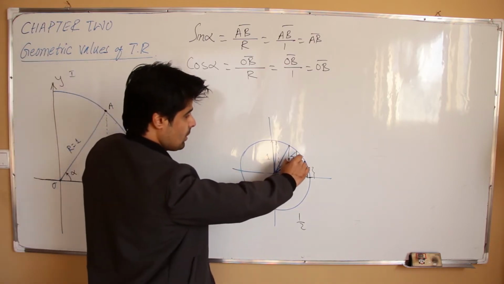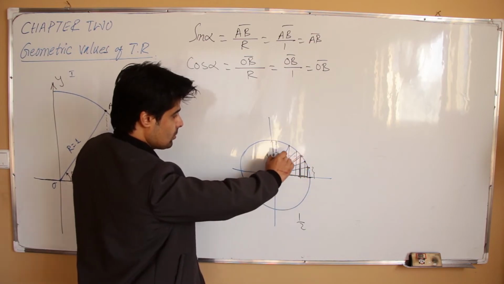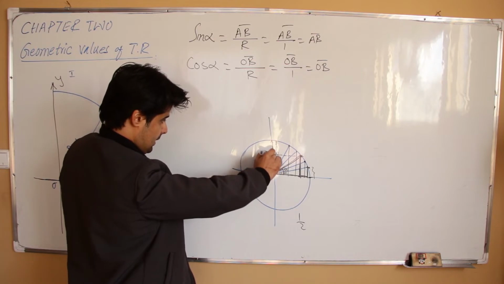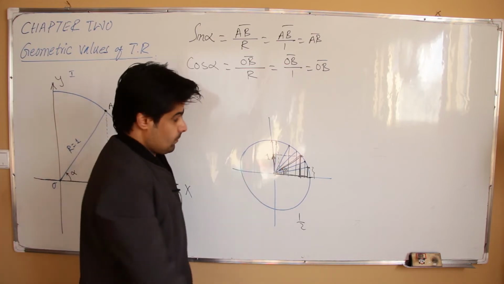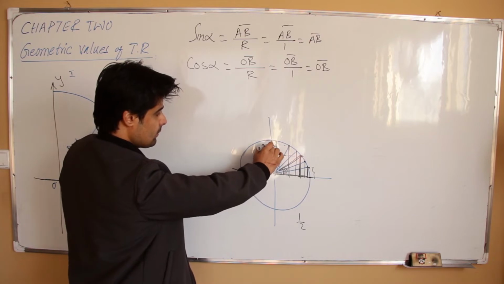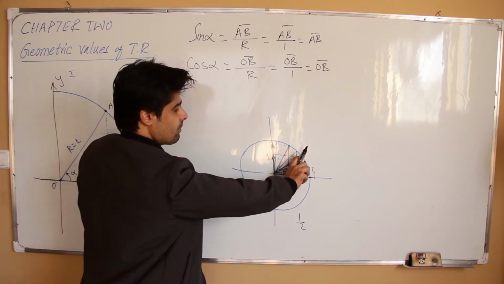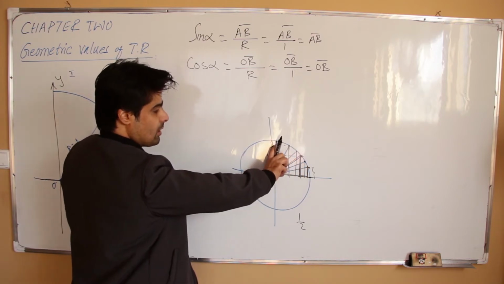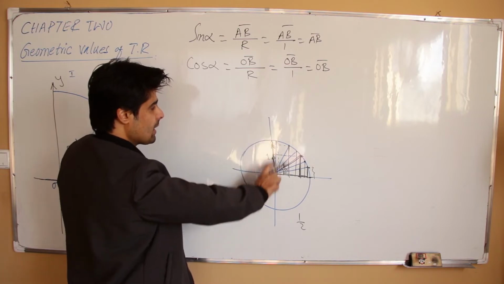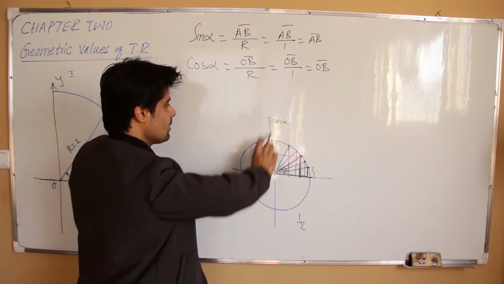Also, we can bring this part here. Wait a moment. This is the value of sine. Also, you can put this line here. So in the y-axis, this is the value of sine. For this result, this measurement shows the value of sine. So we can call this line the sine axis.